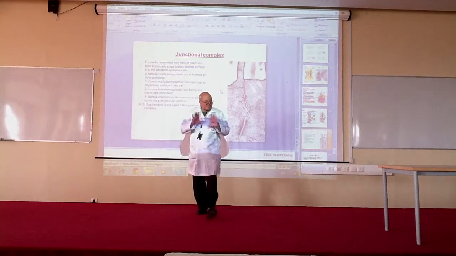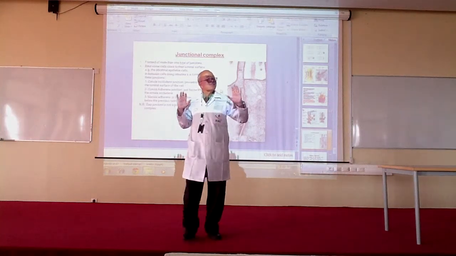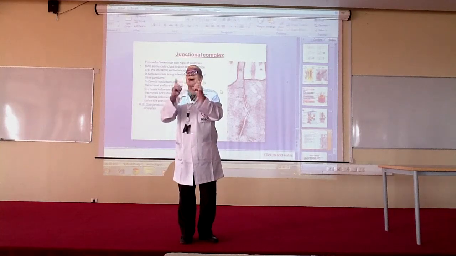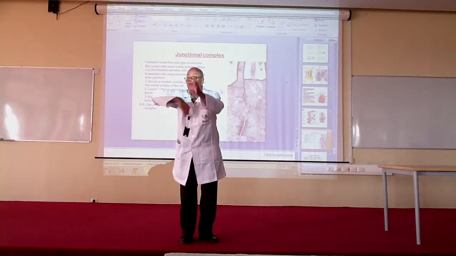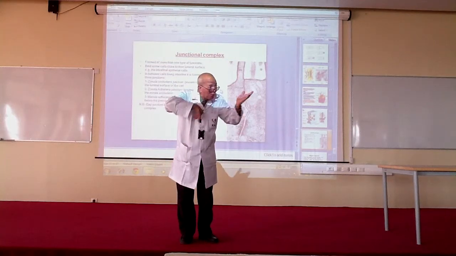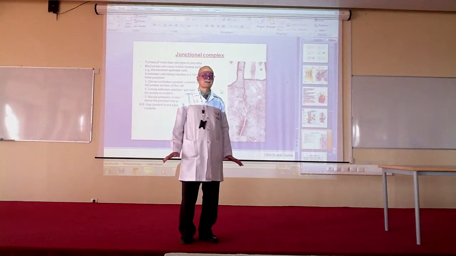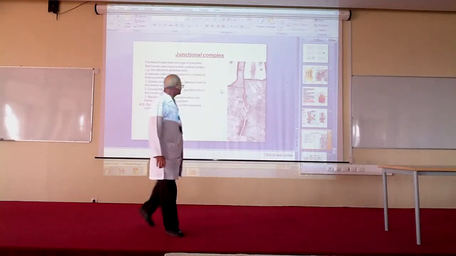So, whatever is the type of junctions, what do you mean by junctional complex? The presence of more than one type of junction, whatever the types, according to the functions of the site. Am I clear? Yes. Very good.